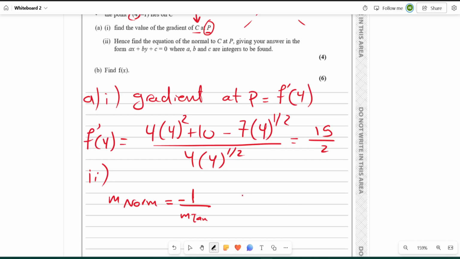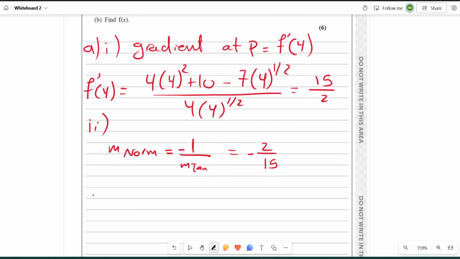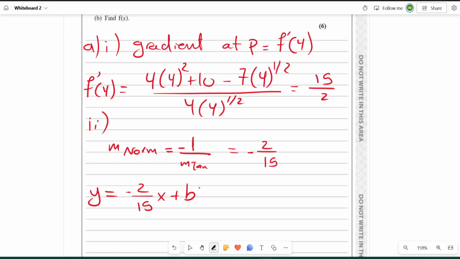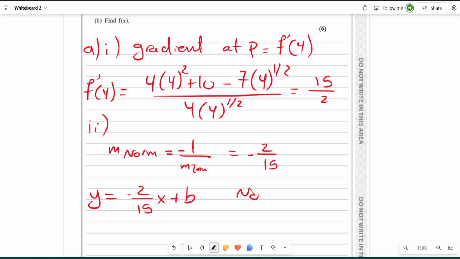What I like to think is that the slope of the normal line is going to equal, you flip the gradient of the tangent line, so it becomes 2 over 15, and you multiply by minus 1. So this is now the gradient of the normal line. So up till now, for the normal line, I have y equals m, which is negative 2 over 15, x plus b. Now I'm almost halfway there. I need just to find what is b, and now I'm done. I have the complete equation for the normal line.